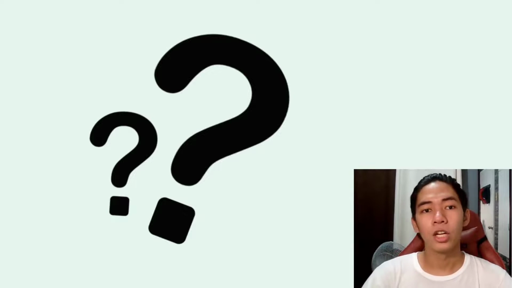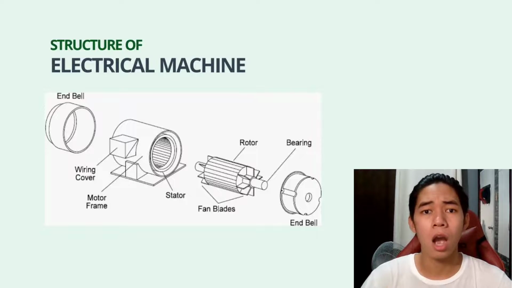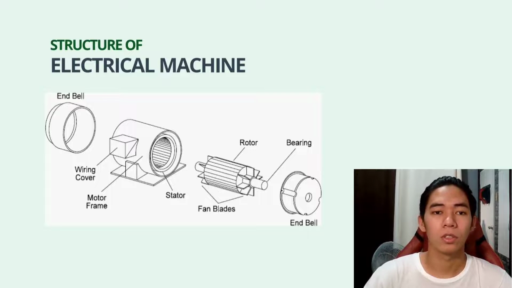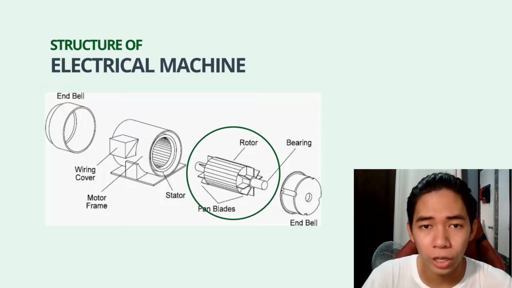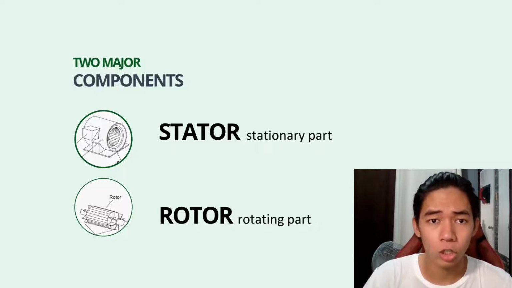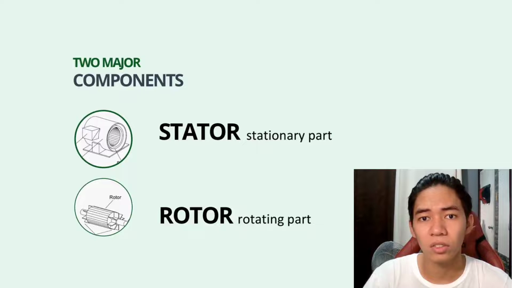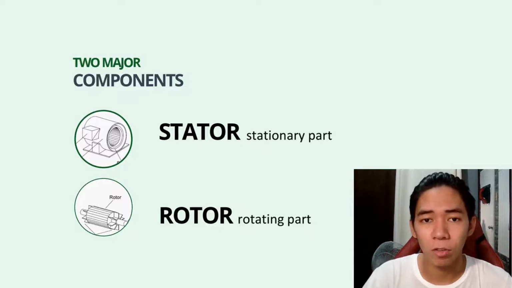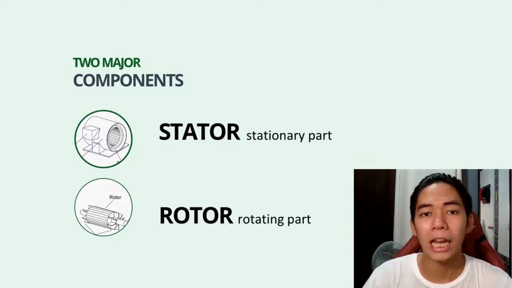So, next, here's a basic structure ng disassembled parts ng machine upang mas ma-visualize natin ito. This is what we call the rotor and the stator, the two major components of the structure of electrical machines. Stator is the stationary part and the rotor is the rotating part, ito yung nagpo-produce ng electromagnetic field. At kapag nangyari yon, si rotor ay iikot at magpo-produce ng output na kailangan mo.